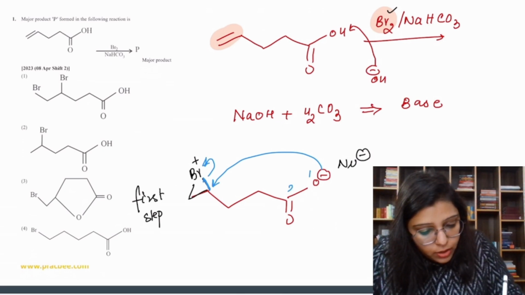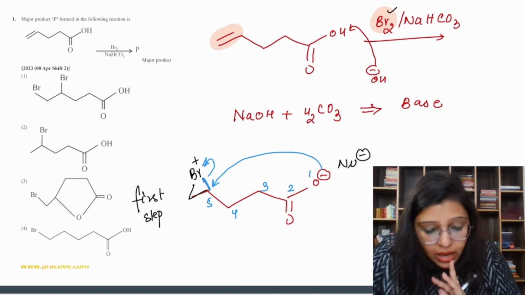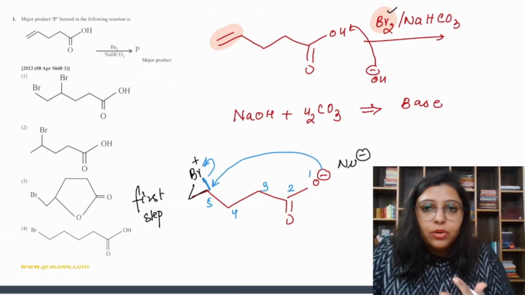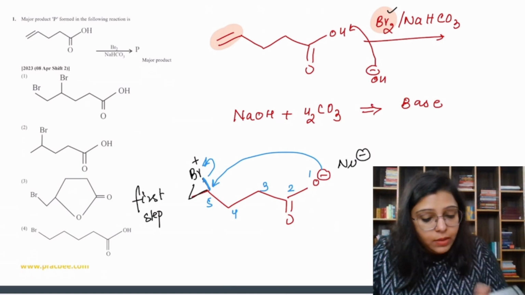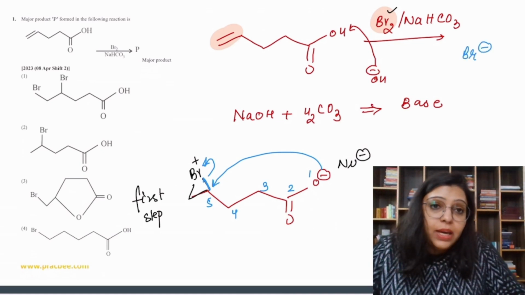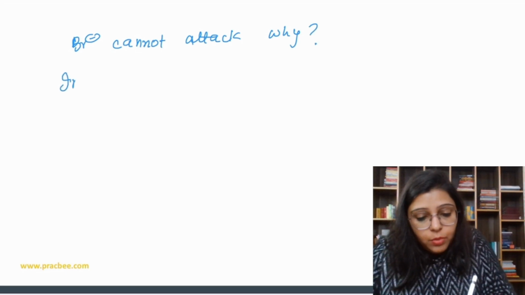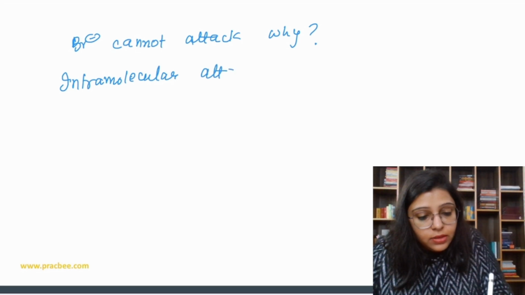By doing so, we have 1, 2, 3, 4, 5, a 5-membered ring. Why not a 6-membered ring? Here there is no 6-membered ring because in the options we do not have one. Now why can Br minus not attack? Because intramolecular attack is faster.